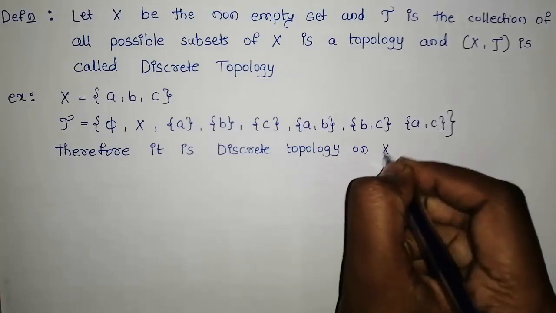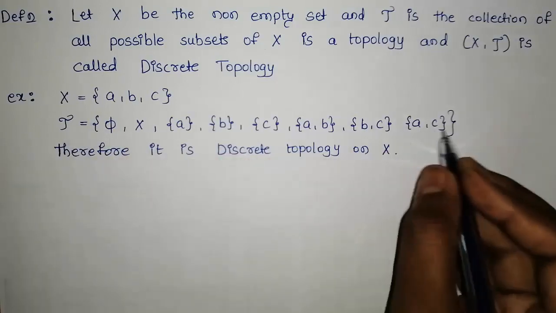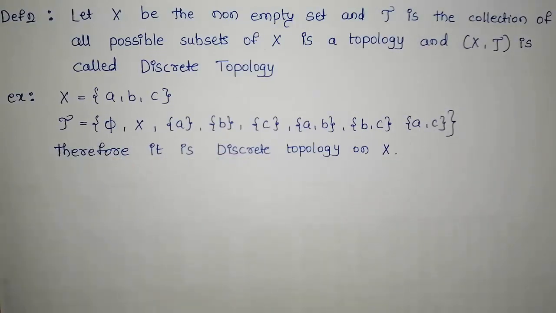On X. Got it? So these two are the types of topological space. First one is indiscrete topology and second one is discrete topology. In indiscrete topology, we consider X comma phi. In discrete topology, we consider the power set, including phi. Got it?